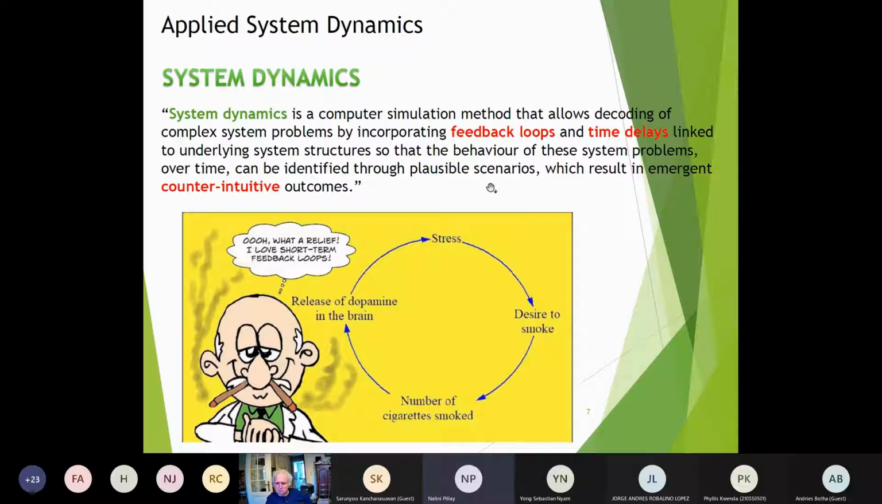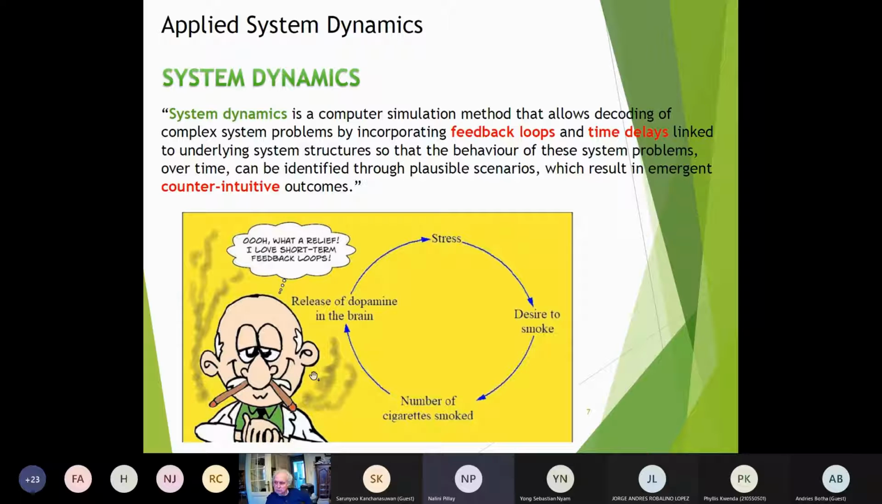Here we have the definition of system dynamics, and the important thing to remember in this definition is that system dynamics is a computer simulation method. It allows decoding of complex system problems. How? By incorporating two very important things, which are your feedback loops and time delays, which are linked to the system structures, so that the behavior of these system problems over time can be identified through plausible scenarios. And these then result in emergent yet counterintuitive outcomes.